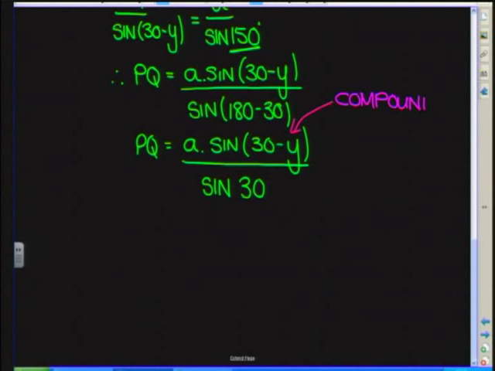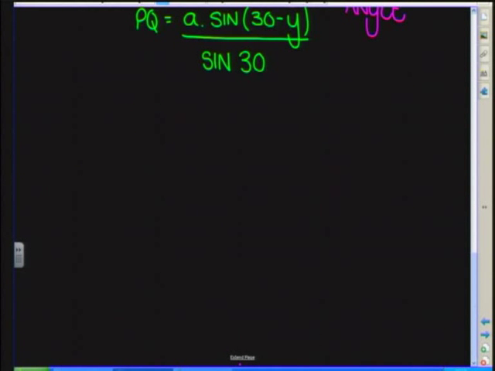Okay, and because it's a compound angle, what we're going to do is expand it. So let's do that. So we've got PQ, which is equal to A. Then I'm going to expand this. The sine compound angle does the following.